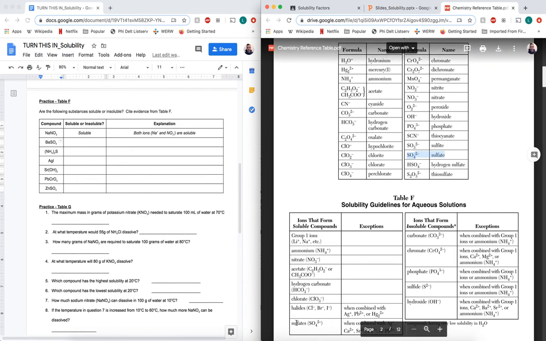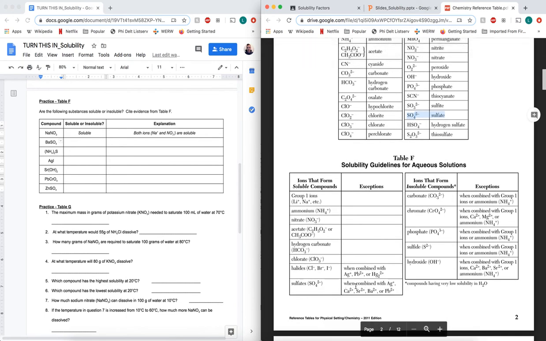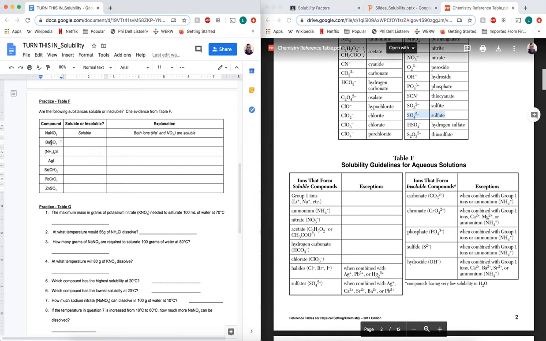So I find sulfate. Yes, it is soluble, except when it is combined with Ag, silver, calcium, strontium, barium, and lead. Oh, right here, we got sulfate combined with barium. So sulfate is soluble except when combined with barium. So this is going to be insoluble because sulfates are insoluble when combined with Ba.